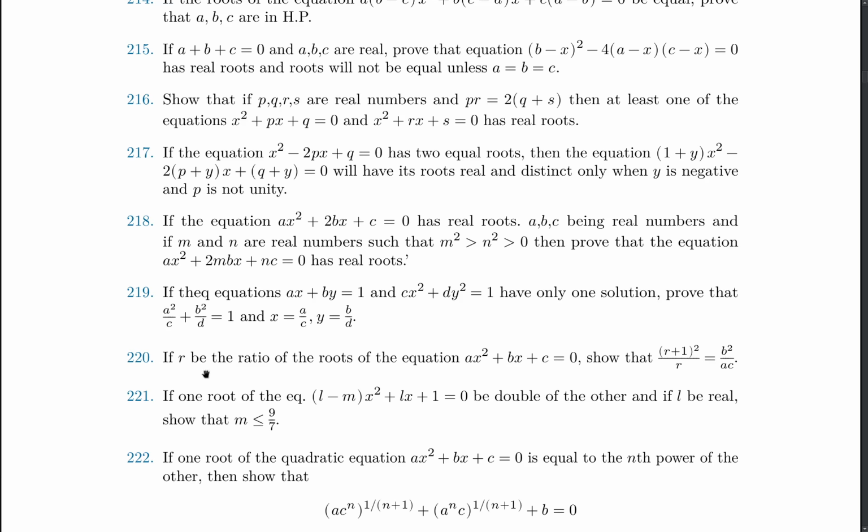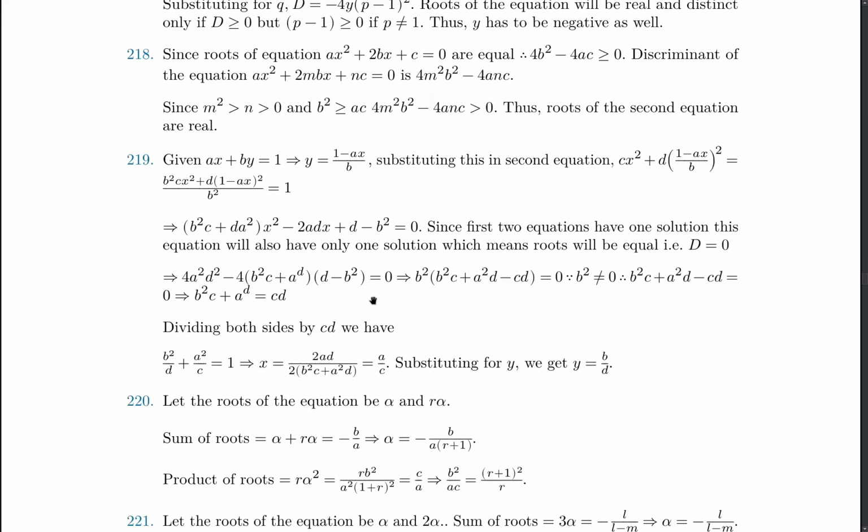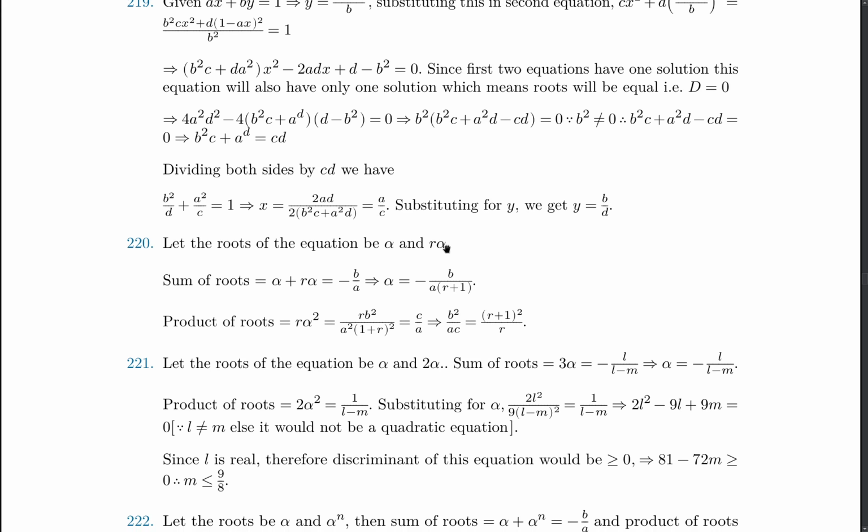220. All right. So r is the ratio of roots of this equation. We have to show this. So we let the roots be alpha and r alpha, because the ratio is r. If you divide, you get r. Now the sum of roots, alpha plus r alpha, is equal to minus b by a. So alpha is minus b by a into (r plus 1), and the product of roots will be r alpha square.